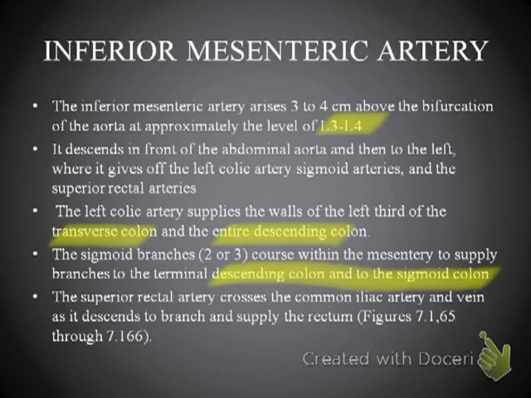The superior rectal artery crosses the common iliac artery and vein as it descends to branch and supply the rectum. So pretty much with the IMA you should be able to figure out which one is which. Colic artery, transverse colon and descending colon. Sigmoid supplies mostly the sigmoid, and the rectal artery supplies the rectum.